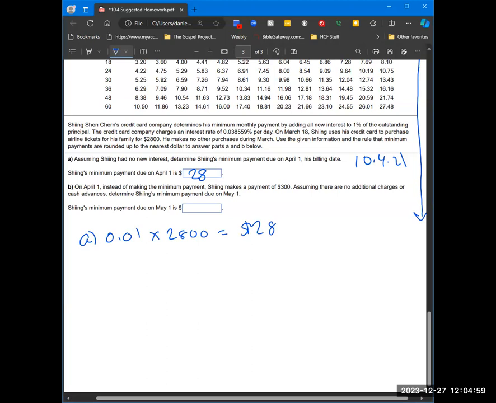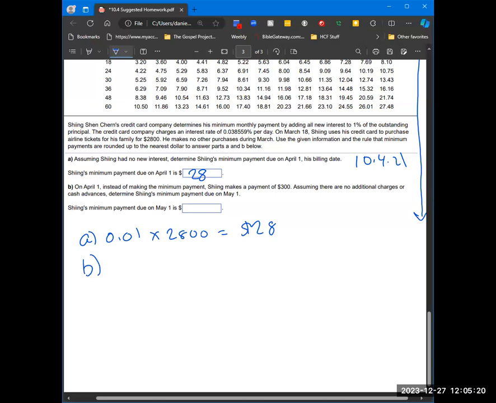Now on April 1st, instead of making the minimum payment, Xing paid $300, assuming there's no additional charges or cash advances. Determine Xing's minimum payment on May 1st.